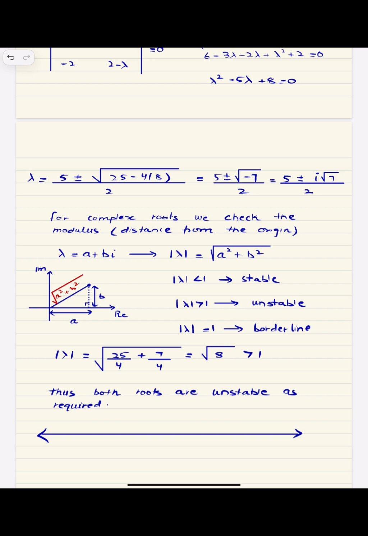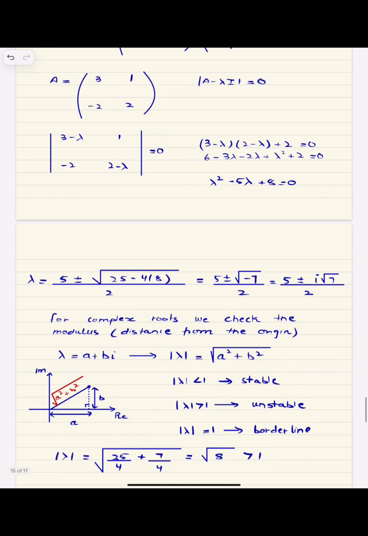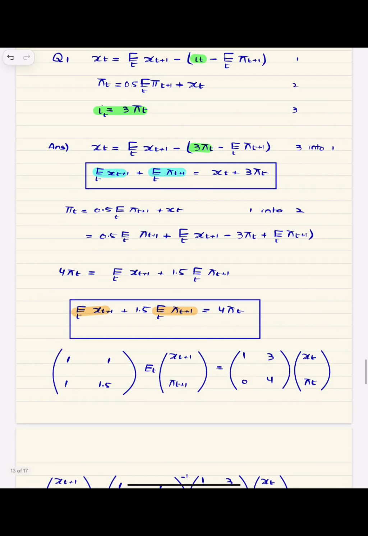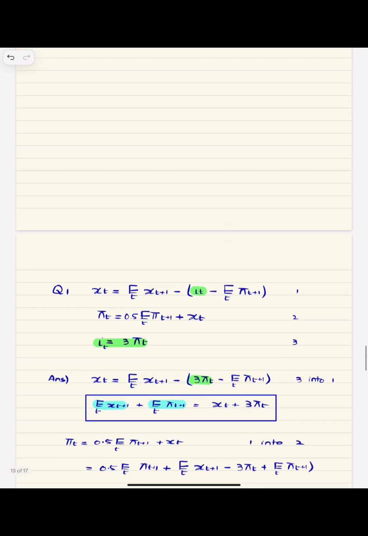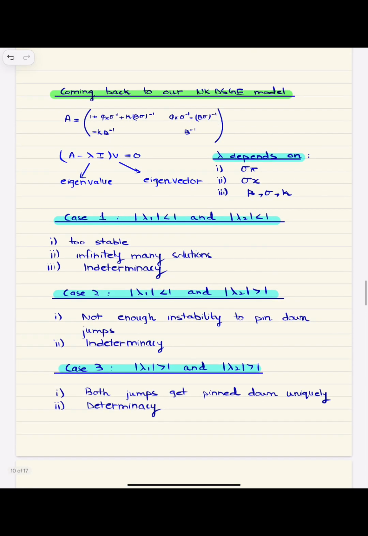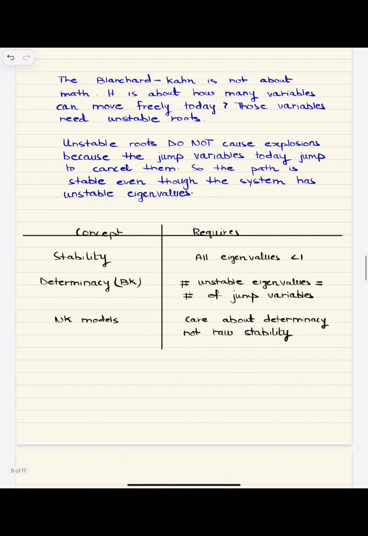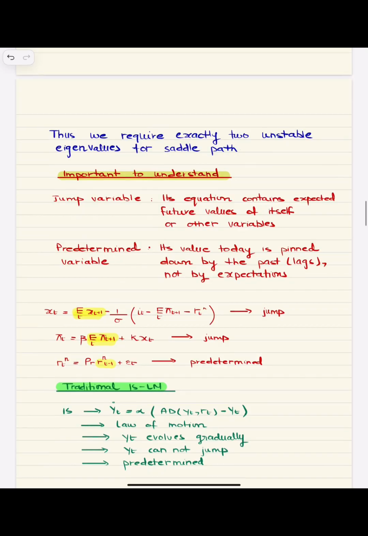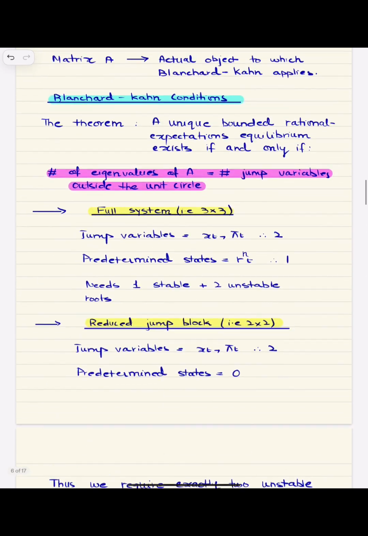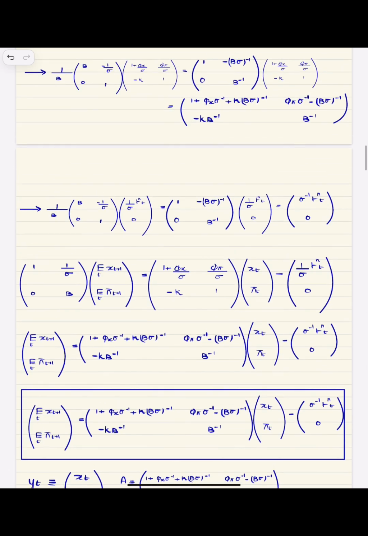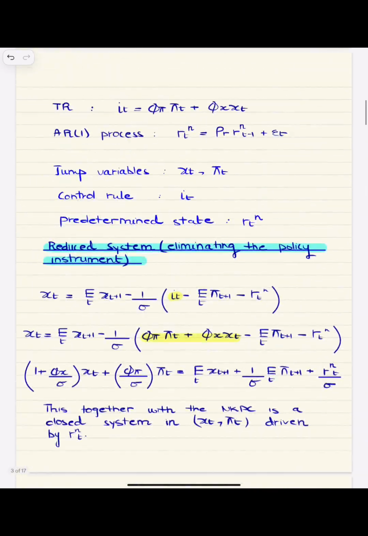I meant for this to be a short video. The key takeaway is that the entire determinacy question in New Keynesian models boils down to whether monetary policy creates enough instability in a forward-looking system so that expectations jump onto a unique stable path. This is why the Taylor principle matters.